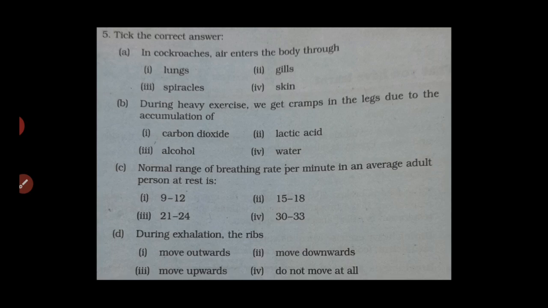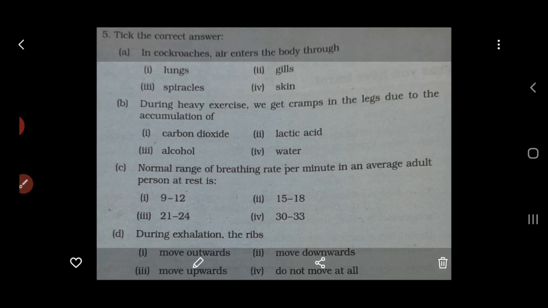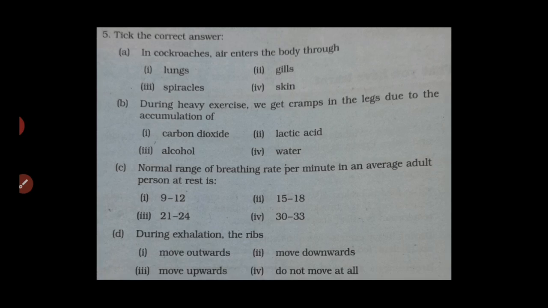Find out. Subdivision B, during heavy exercise, we get cramps in the leg due to the accumulation of what? Which product is the byproduct at the end of anaerobic respiration? That is the answer here. The options are carbon dioxide, lactic acid, alcohol, and water. Find out the correct answer.